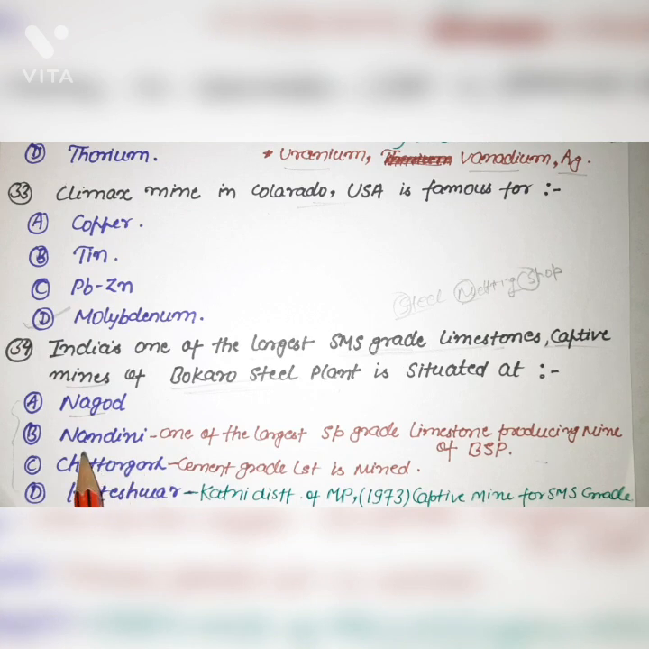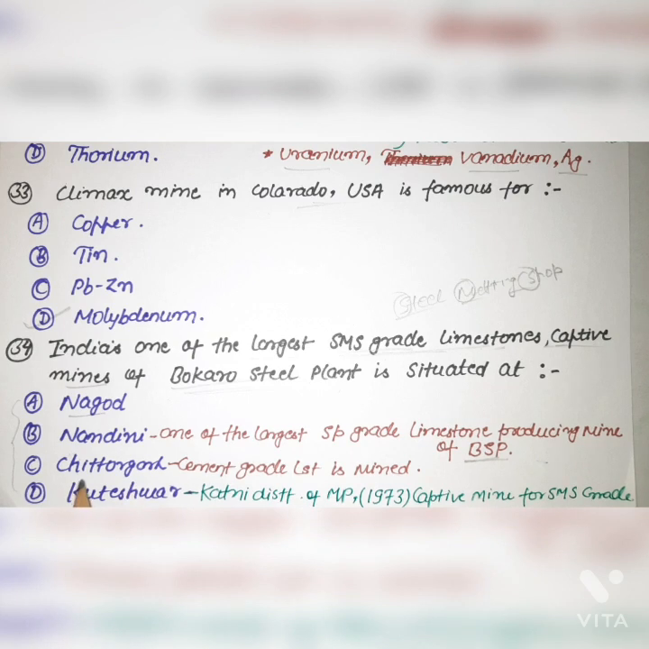Next one is Nandani limestone mines. It is the only captive source of SP grade limestone. SP means sintering plant grade limestone. This is the only captive source of SP grade limestone for Bhilai steel plant, and according to an article, it is also one of the largest limestone mines of Asia, located in Durg, Chhattisgarh.